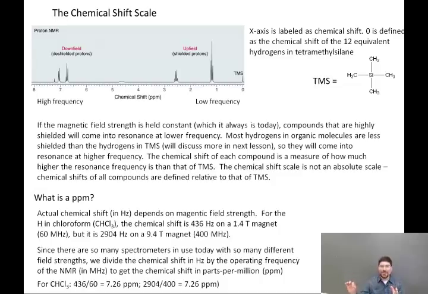And that is really important, because you always want to be able to report the chemical shift of every hydrogen in every molecule as characterization data supporting the structure of that molecule. Okay, in the next lesson, we'll take this concept of chemical shift one step further and look at what chemical shifts we should expect for hydrogens in different functional groups.